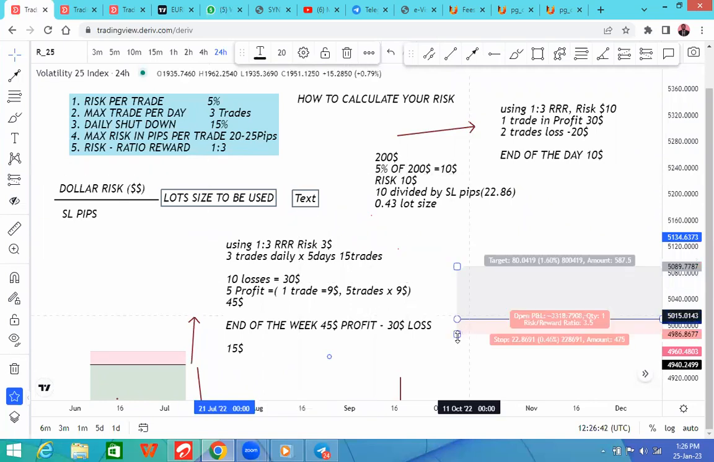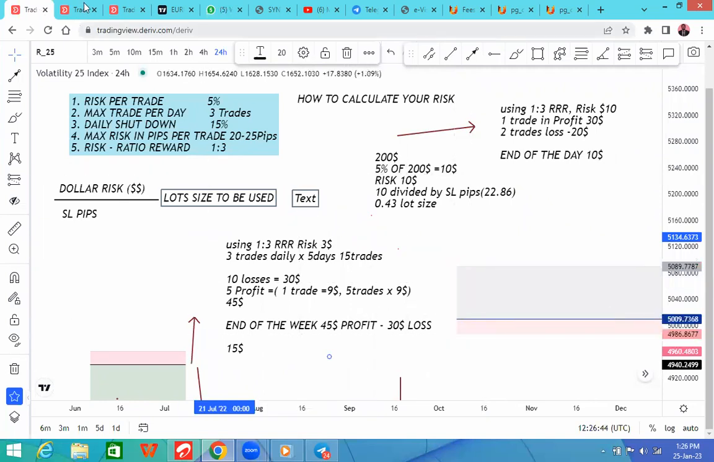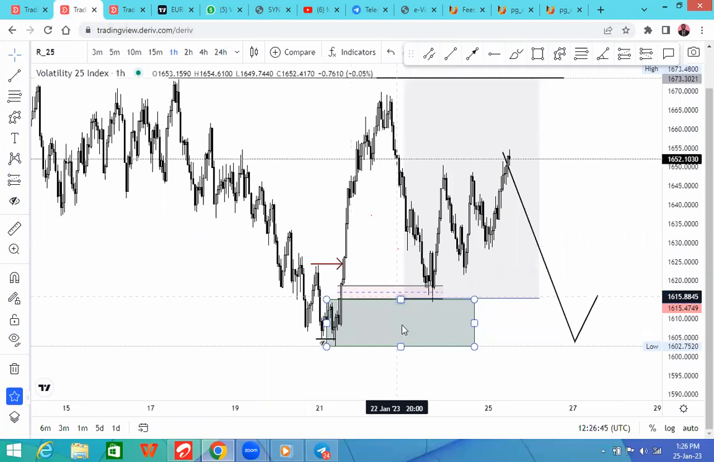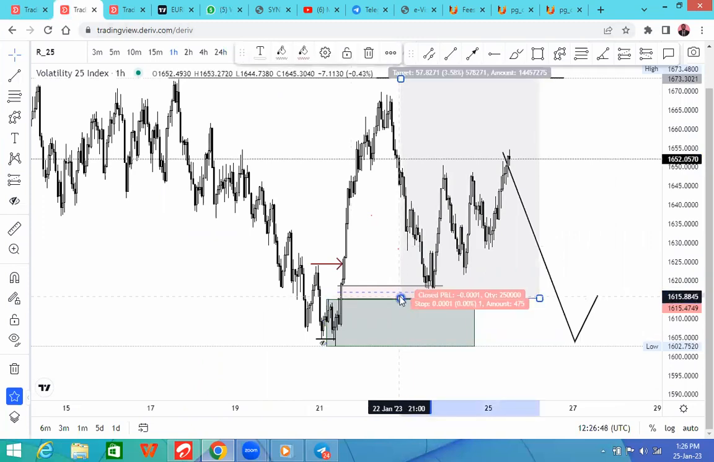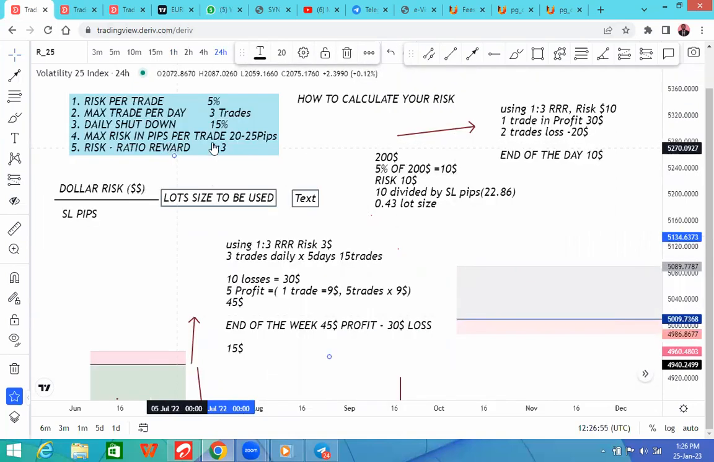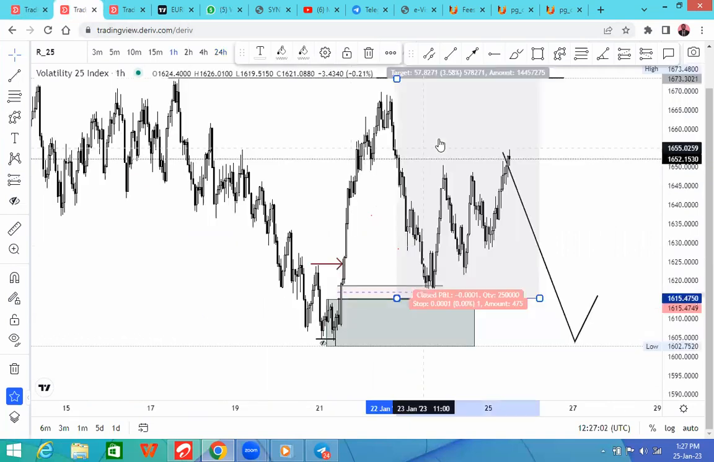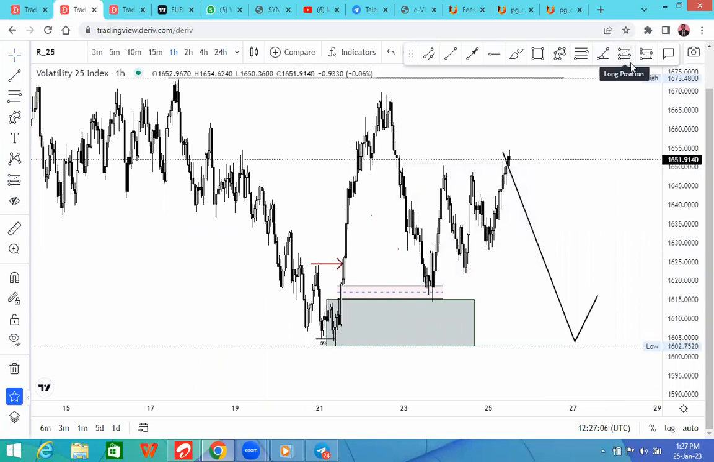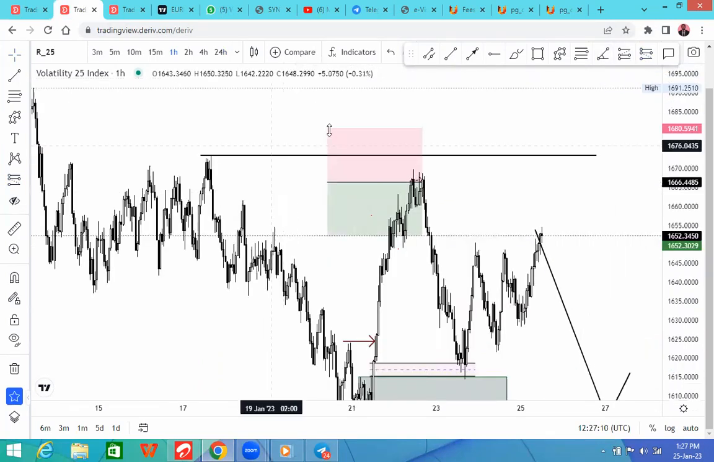Look for what is the risk in percentage. What's the risk in pips? What's the risk I'm risking on this trade? If the risk is not within your 20 to 25 pips, let it go. I want to risk $100. Just put $100 divided by the risk. Let's say you are making your entry from here. Let's say I want to sell from here. And then I put my stop loss here.